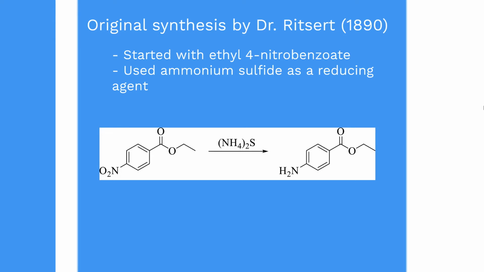The first synthesis by Dr. Ritsert in 1890 was a nitro-reducing synthesis. He started with ethyl 4-nitrobenzoate and used ammonium sulfide as the reducing agent.